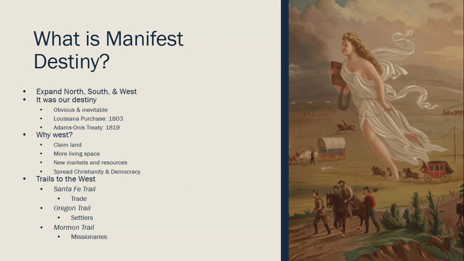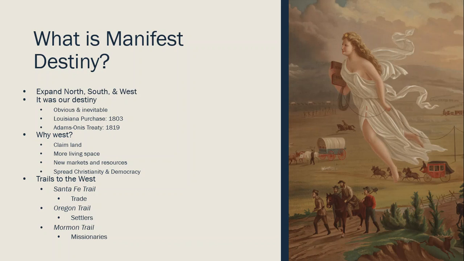What's the desire? Why do citizens want to move out west? One is to claim land, so that Europe can't. There's more living space. Our population is growing, as well as the number of immigrants who are moving to the United States from Scandinavian countries like Denmark and Norway and Sweden, as well as those of the traditional north and western parts of Germany and Great Britain. Many of those settlers are coming in, and the East Coast is crowded.